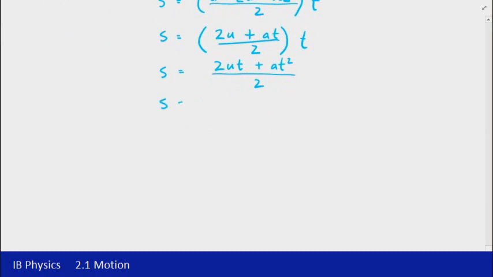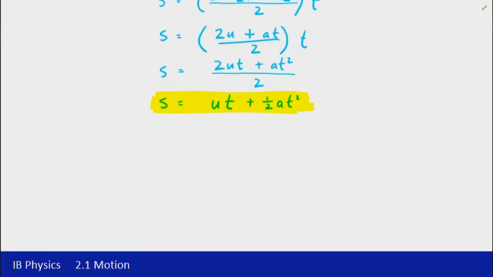And one last step, if we've got 2ut divided by 2, the 2's will cancel, so that first term becomes ut, and the second term we've got at squared divided by 2. Instead of writing divided by 2, we'll write that as a half, and then multiplied by at squared. So there's the next one, s equals ut plus half at squared.